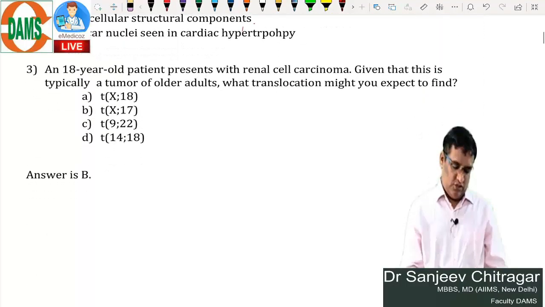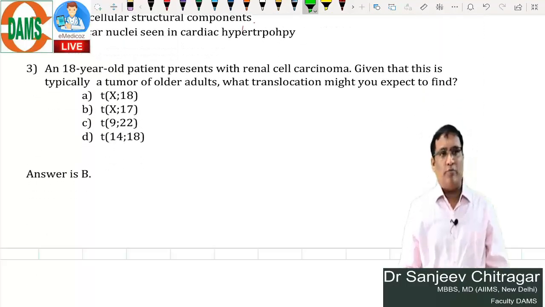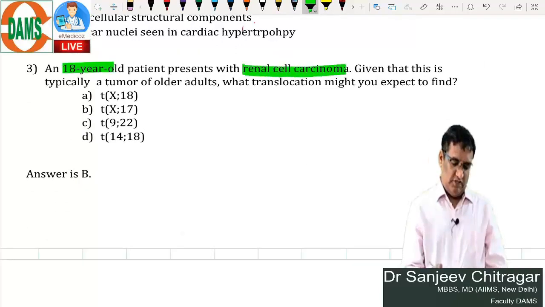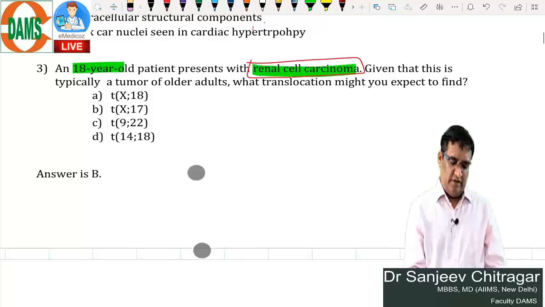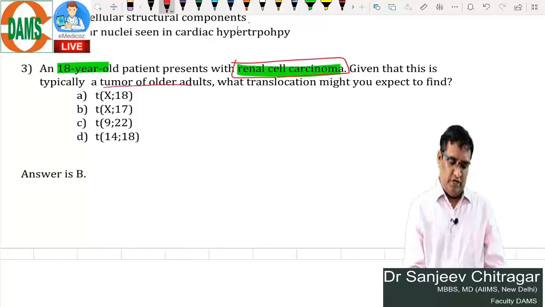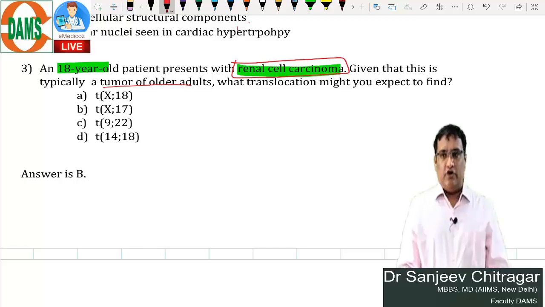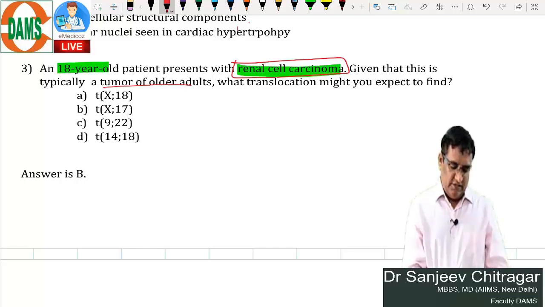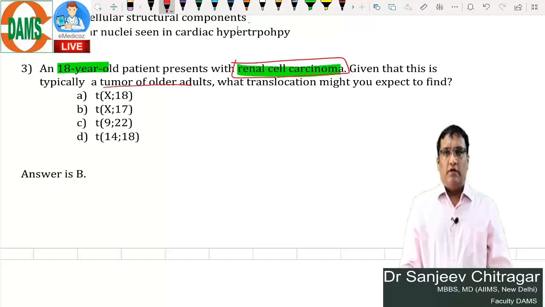Next, question number 3. This is a one-liner and it's fact-oriented. An 18-year-old patient presents with renal cell carcinoma. Very important, RCC usually does not occur at 18 years; it occurs in the elderly. Given that this tumor typically occurs in old adults, which of the following translocations might you find in this patient? That is the question.